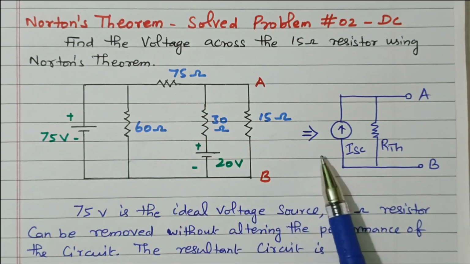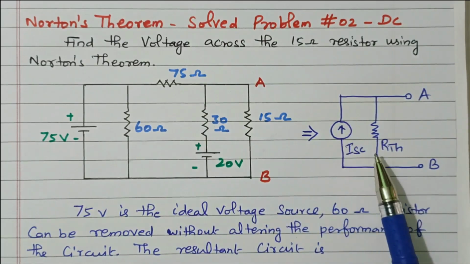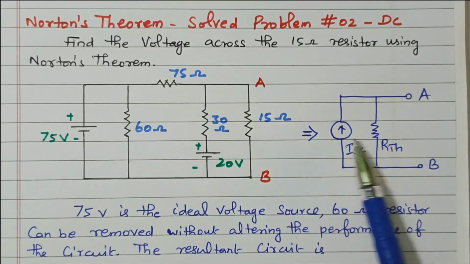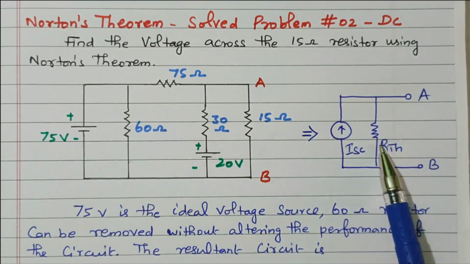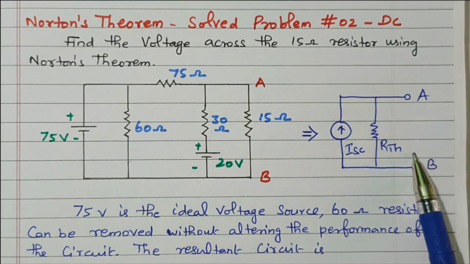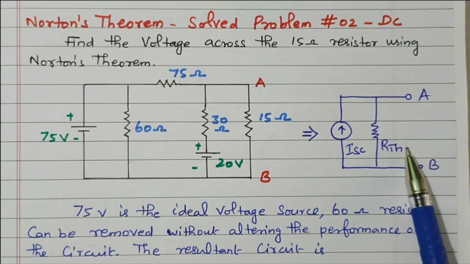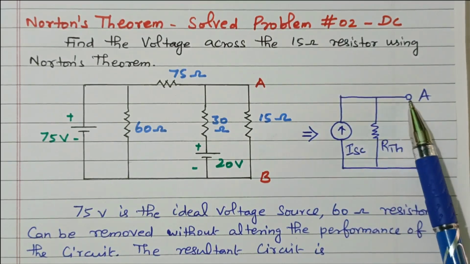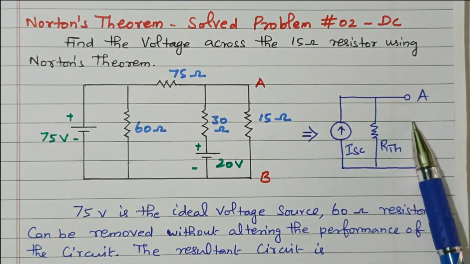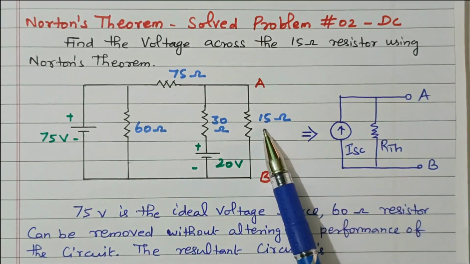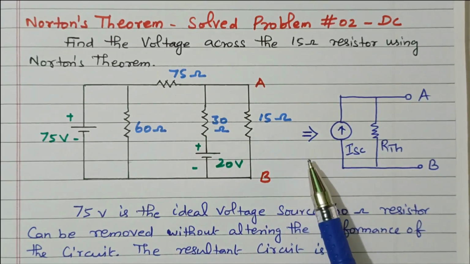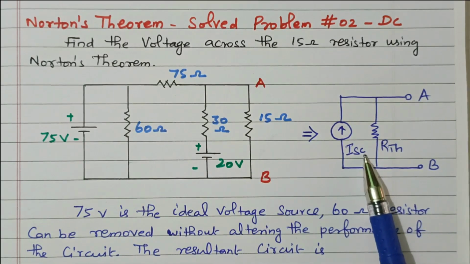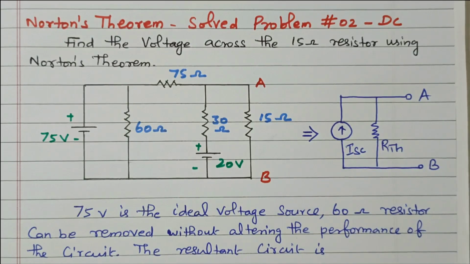So this complicated circuit is now simplified to one current source in parallel with one resistance. This is terminal AB, with the 15 ohm resistor. After the simplified circuit, we can easily calculate the current flowing through terminal AB because two resistors and one current source are available. By using the current divider rule, the current will be divided at this point, and we can easily find the current flowing through terminal AB, that is the load resistance 15 ohm resistor. So that is the aim of this Norton circuit: the complicated circuit is converted into a simplified Norton equivalent circuit. Now we'll see that.